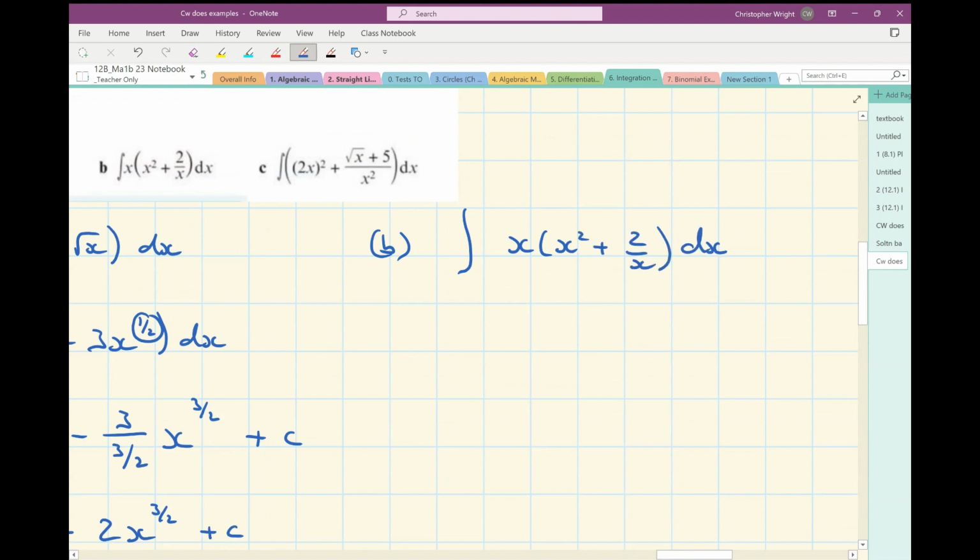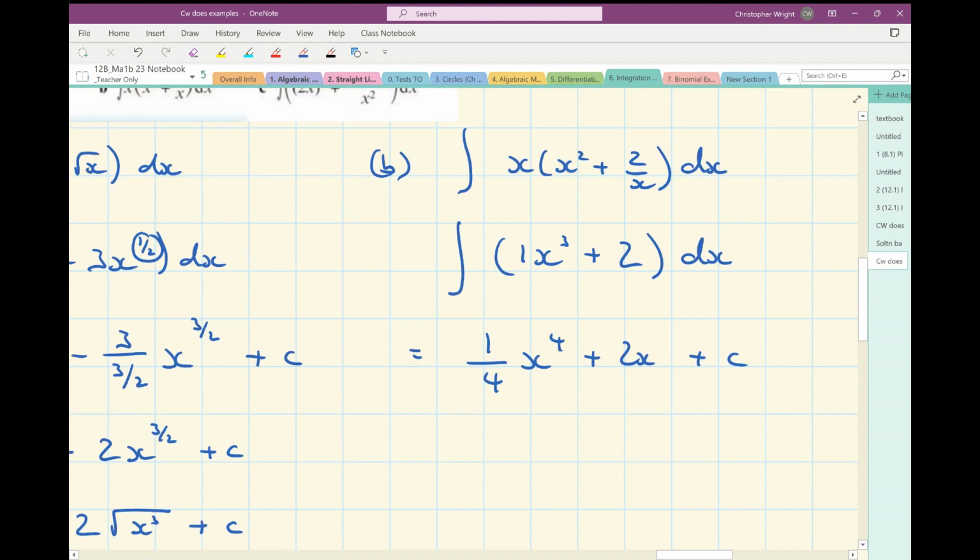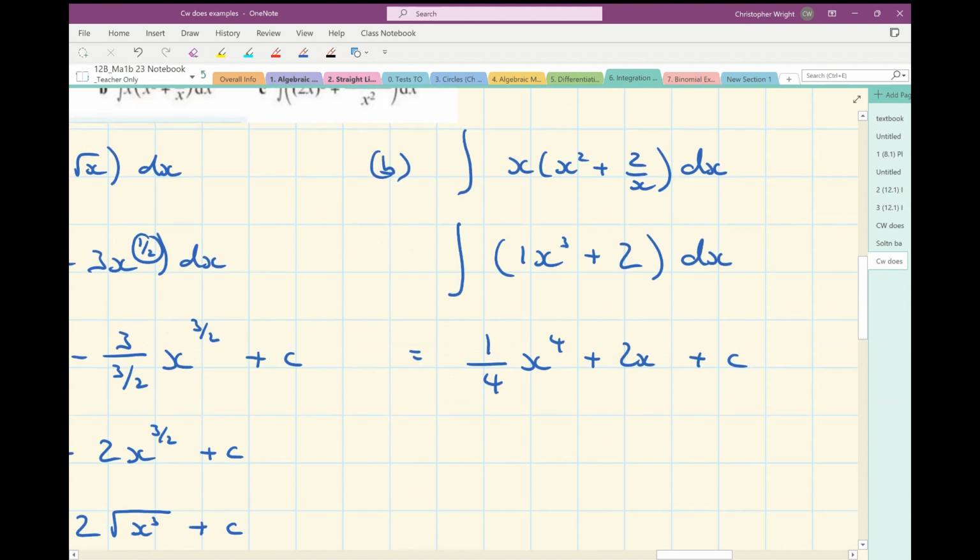So this time we've got to integrate x times x squared plus 2 over x with respect to x. Now before I do anything, I'll multiply out that bracket. So actually I'm integrating x cubed plus 2 with respect to x. So that is going to be, remember there's a coefficient of 1 there, so 1 over the new power times x to the new power plus 2x, and don't forget your constant term. And that is part B done.